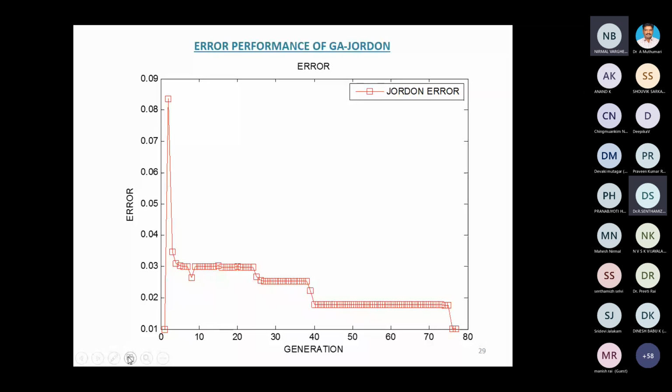Like this, when the iteration starts, the error is very high. Once the iteration progresses, the position error will keep on coming down. And as the number of generations progresses more and more, right, at around 80, I mean 76, 75, like that, you will get the minimum error. It will come almost close to 0.01.